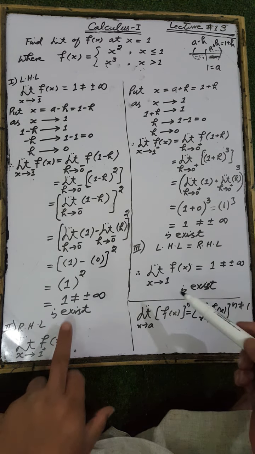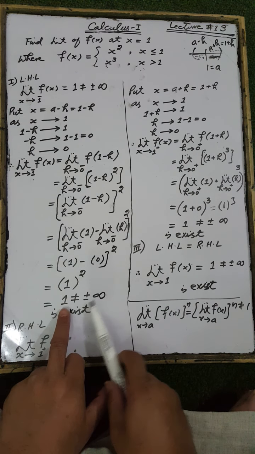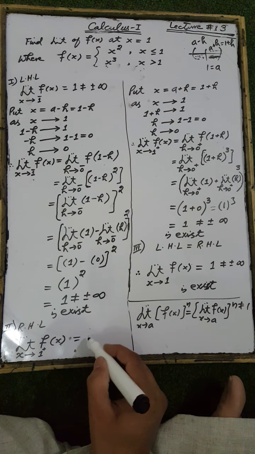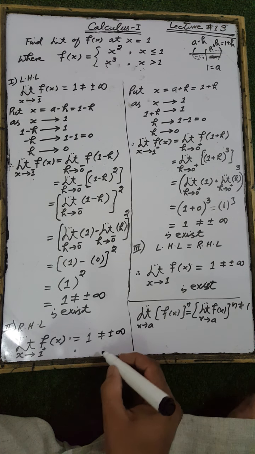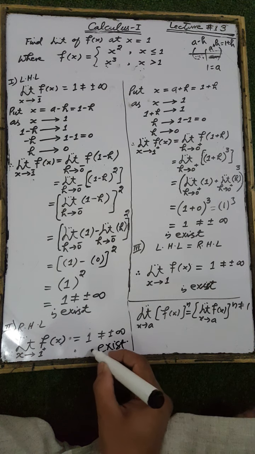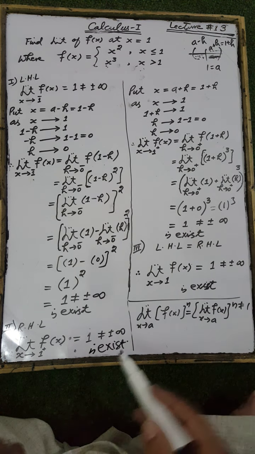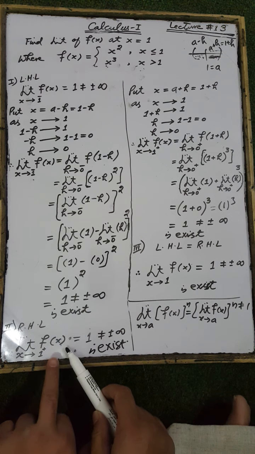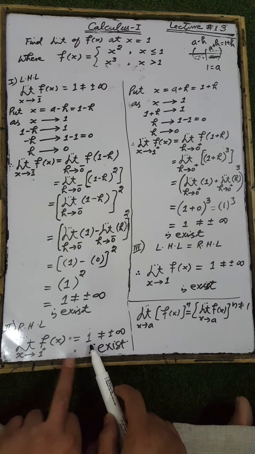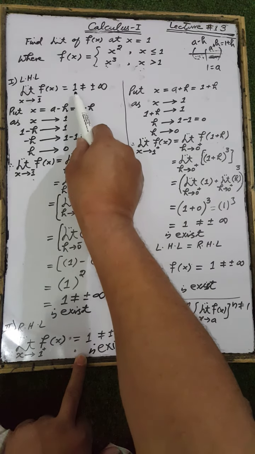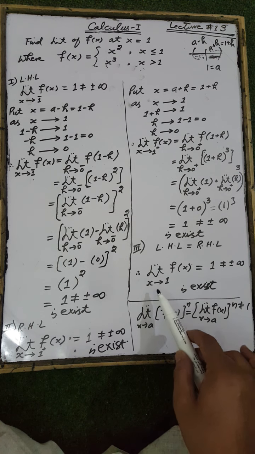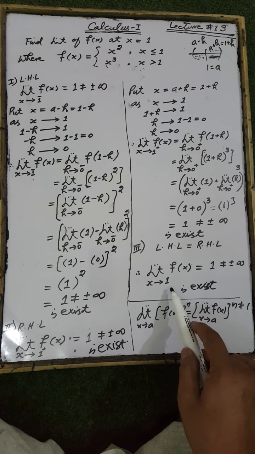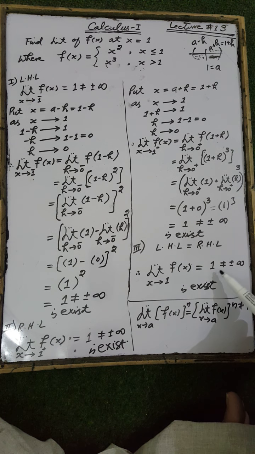Now, to check the third condition: the left hand limit of the function exists, and the right hand limit of this function is also equal to 1, which is not equal to plus or minus infinity, as calculated. The right hand limit of the function at the point 1 exists. Now the left hand limit of the function is equal to 1, and the right hand limit of the given function is also equal to 1. That is, the condition of equality holds. Therefore, we can decide that the limit of the function f of x at the point x equal to 1 is equal to 1, which is not equal to plus or minus infinity, and it exists.